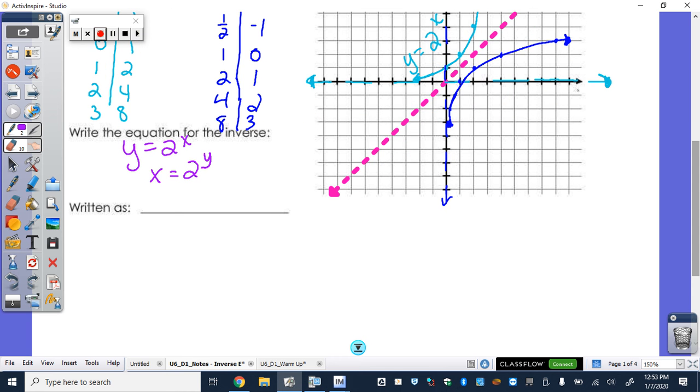This is the problem that started happening. So they would need to take the inverse of an exponential function, and they can't. There was no way to do it yet. So what they created was the logarithm.